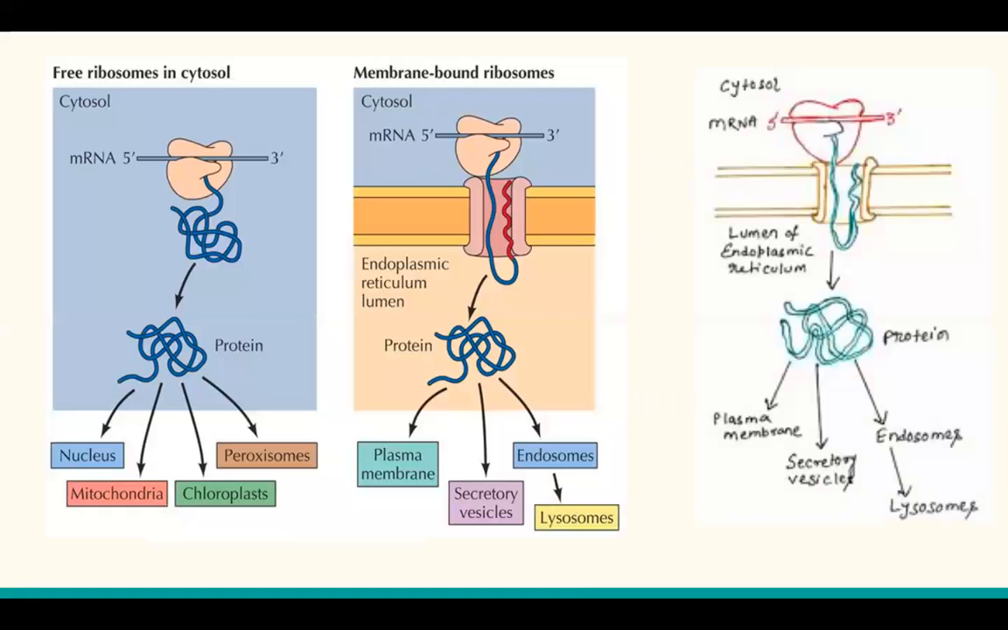Okay. This is just a diagram of what I just said, of how you have the two types of ribosomes, the membrane-bound ribosomes and the free ribosomes. The freely floating ribosomes produce proteins that end up in those locations, and the membrane-bound ribosomes make proteins that enter the endomembrane system.